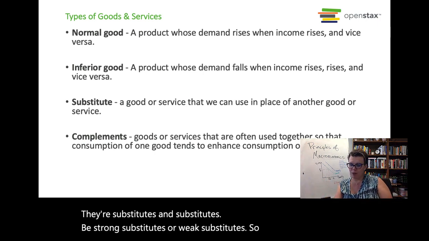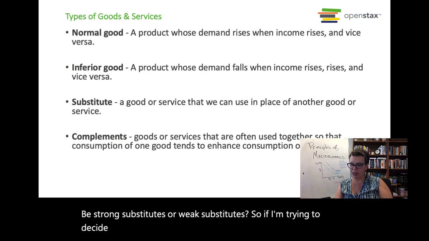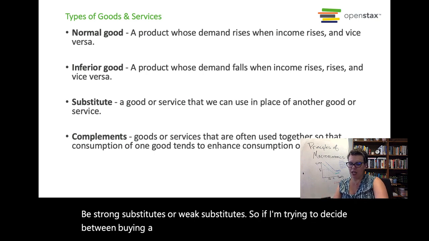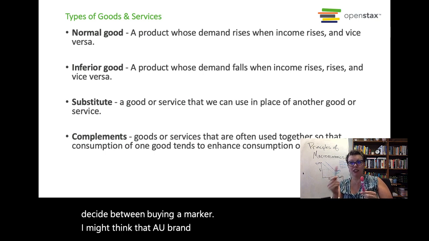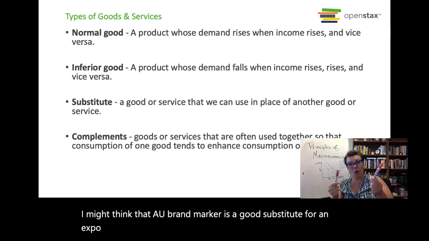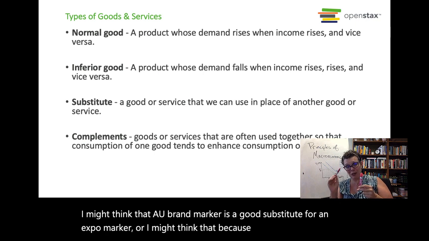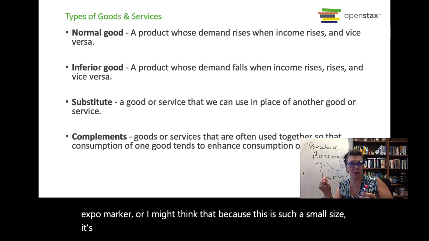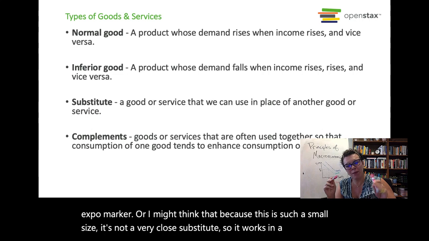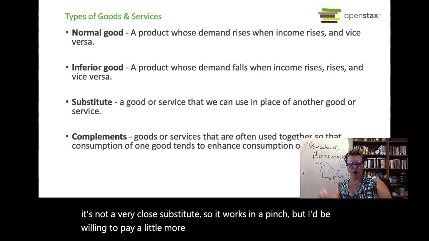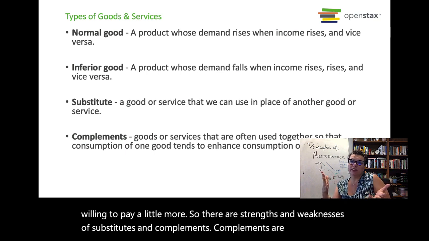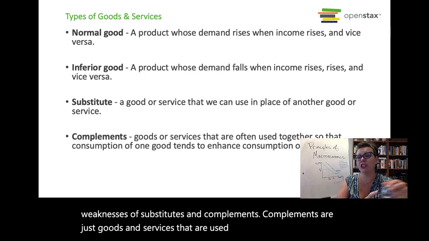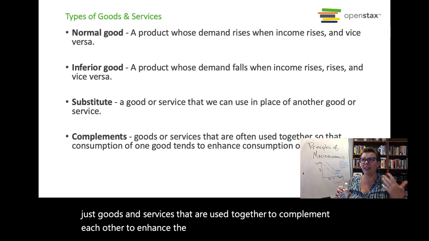So if I'm trying to decide between buying a marker, I might think that a U brand marker is a good substitute for an Expo marker, or I might think that because this is such a small size, it's not a very close substitute. So it works in a pinch, but I'd be willing to pay a little more. So there are strengths and weaknesses of substitutes and complements. Complements are just goods and services that are used together to complement each other, to enhance the usage or the consumption of each other.